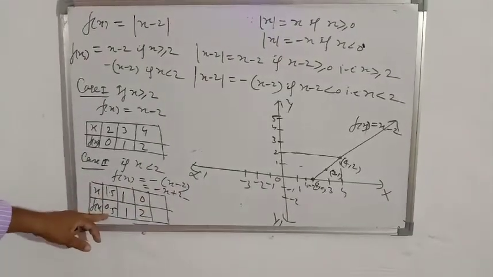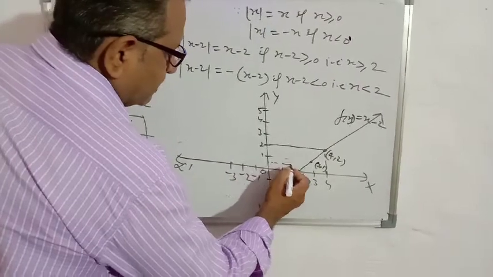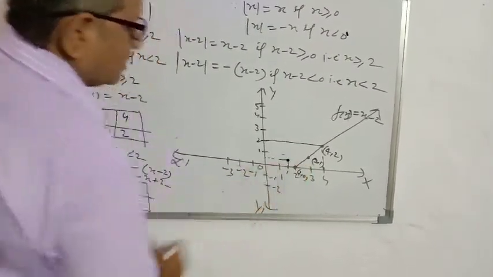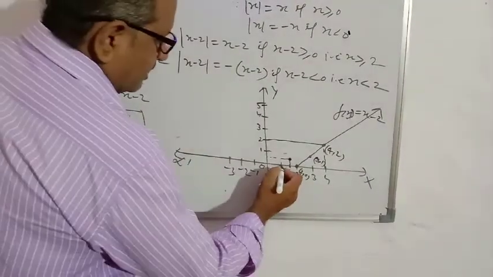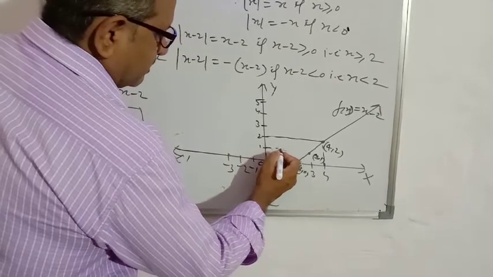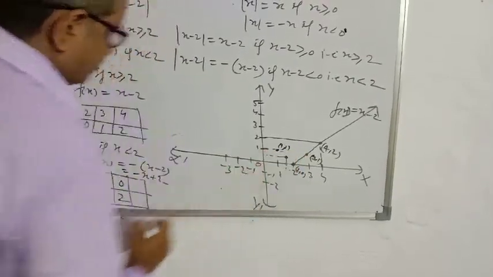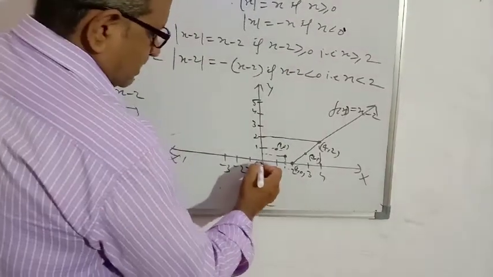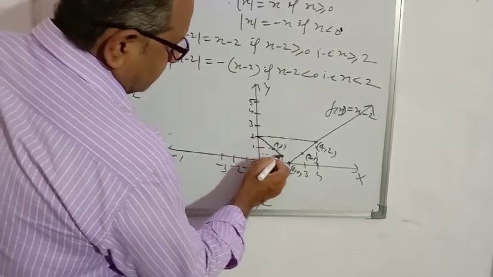So at x = 1.5, the value will be 0.5, this one. Next, at x equal to 1, f(x) is 1, the point (1, 1). x is 0, f(x) is 2, this one. So we can join it like this.